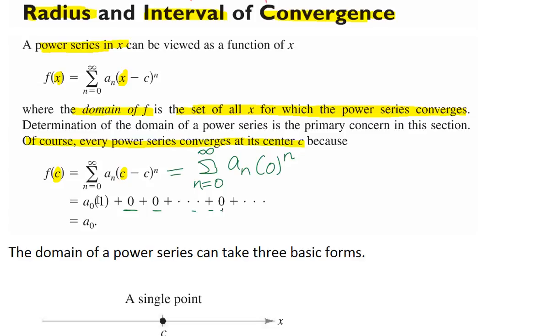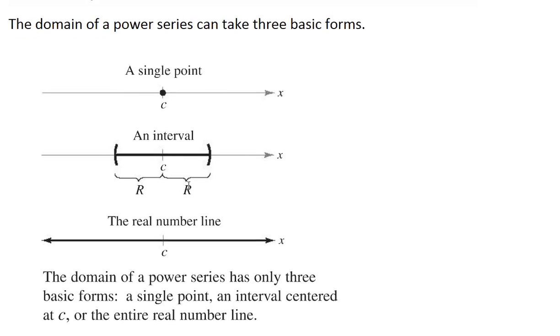The question is, where else does it converge? What are the other x values for which the series is convergent, right? So guys, the domain of a power series can take three forms. By the way, remember I talked about the domain of a power series. What is the definition? The domain is the set of all values of x for which the series converges. Okay, so the domain of a power series can take three forms. It could be that the series is convergent at a single point. Now, if it is convergent at only one point, that point has got to be its center. Okay, if it's convergent at one point, that point is its center.